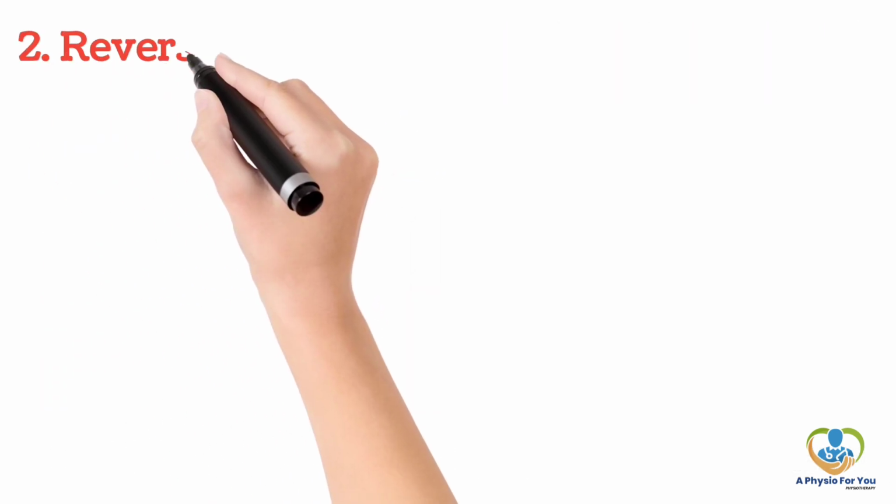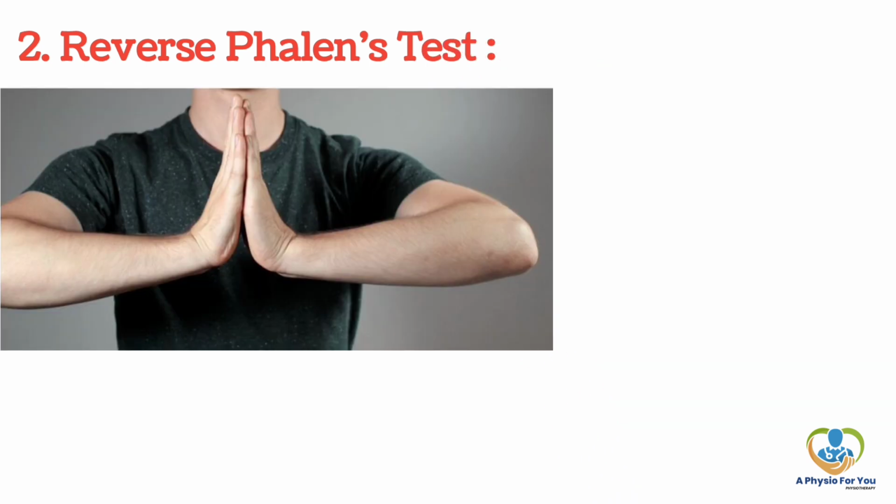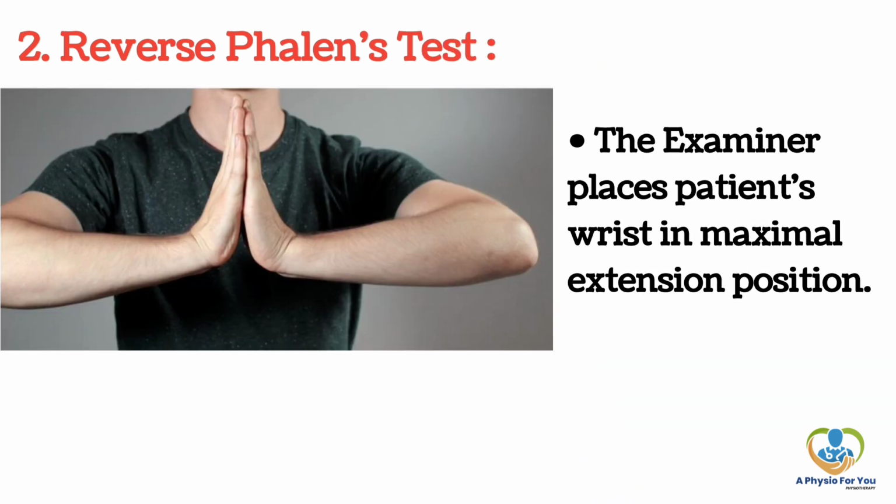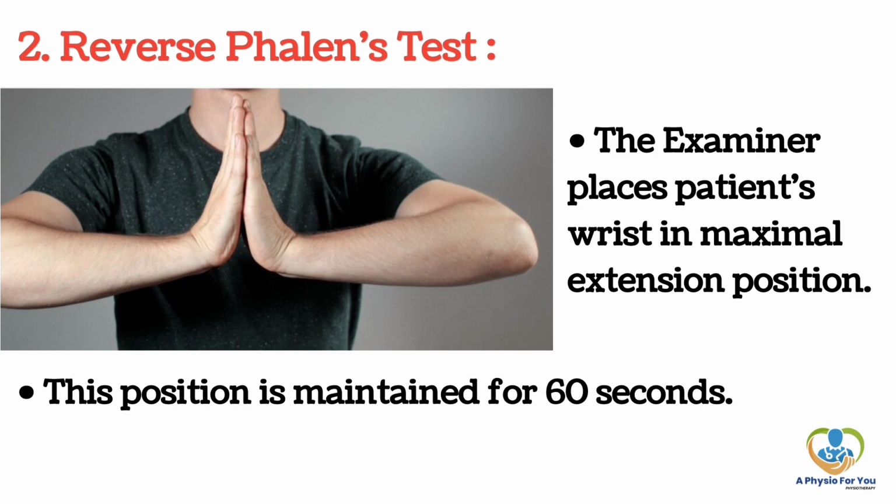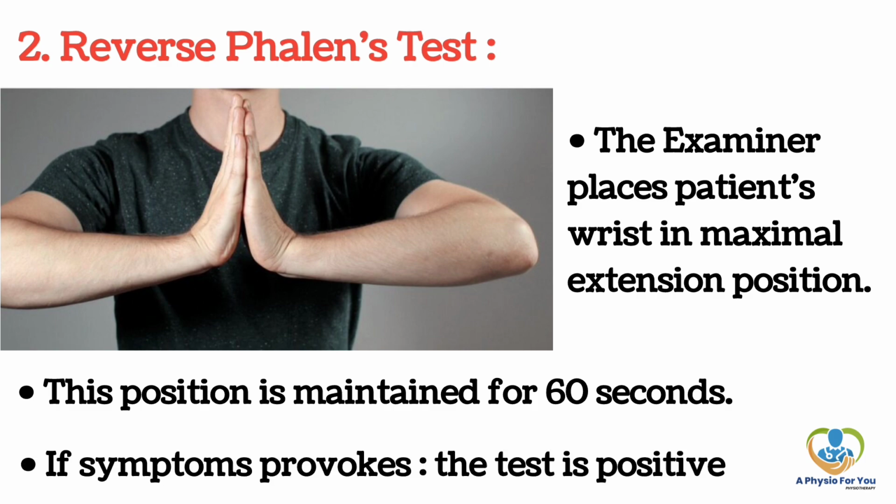Number 2. Reverse Phalen's test. The examiner places the patient's wrist in maximal extension but without overpressure. This position is maintained for 60 seconds. If symptoms are provoked, the test is positive.